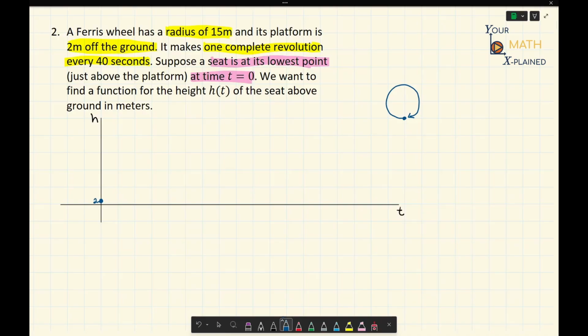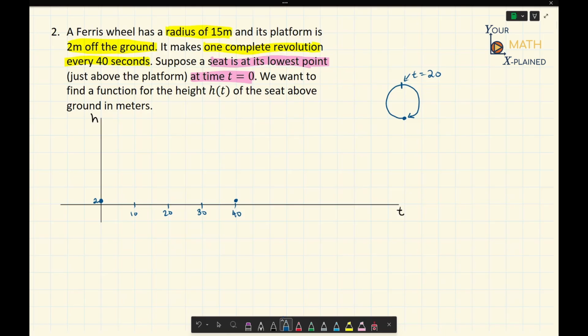So we're going to say that 40 seconds is right over here. That'll be 10, 20, 30, 40. So that means at t equals 40, we're going to be at a height of 2 once more. Now, because this one full revolution takes 40 seconds, we know that that means our highest point is going to be achieved at t is equal to 20, which is halfway between 0 and 40. So now we need to find what that height is.